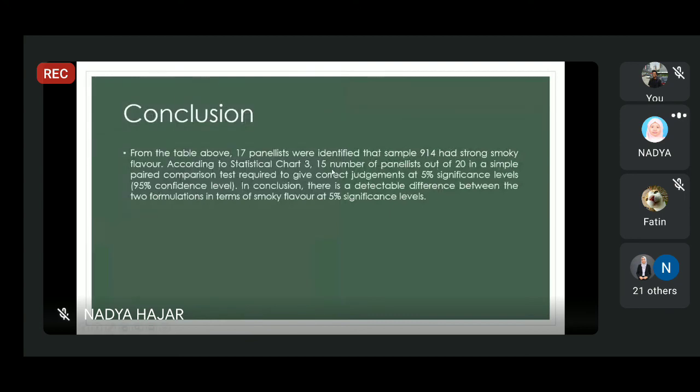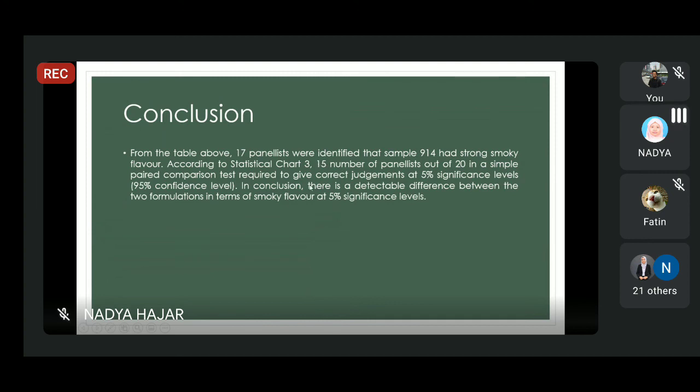Okay, 15 panelists out of 20 in a simple pack comparison test are required to give a correct judgment at 5% significance level. In conclusion, there is a detectable difference between the two formulations in terms of smoky flavor at 5% significance level. So maksudnya 17 ni adalah lebih daripada 15.